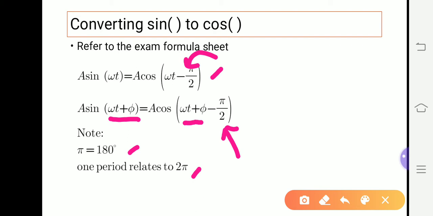I would prefer that the cosine be represented as positive cosine. That means I don't want to see a negative sign in front of any cosine term. If you have an expression in sine, try to convert it to cosine before you proceed.